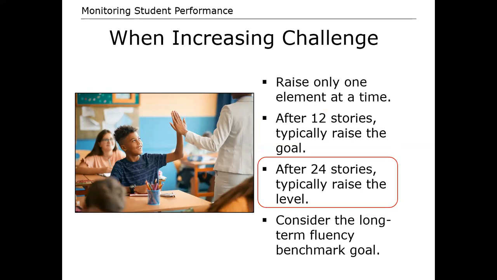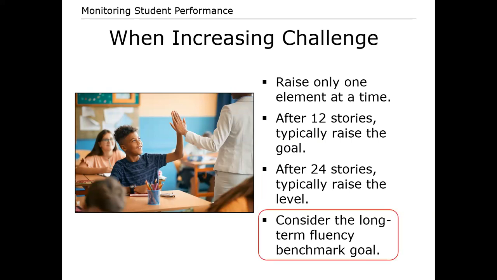After 24 stories, you have to raise the level. There's only 24 stories in each level. I will tell you, most students do not need all 24 stories. Some do. A little bit, it depends on whether or not they fell near the bottom of the range on placement day or the top of the range on placement day, right? That's going to make a difference. But most kids are ready for a challenge before 24 stories.